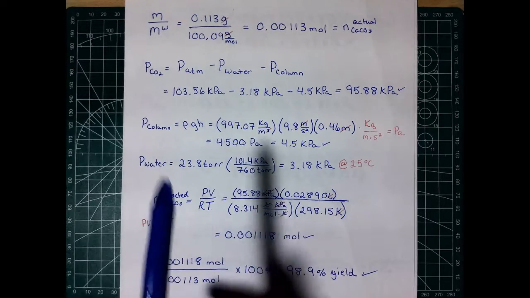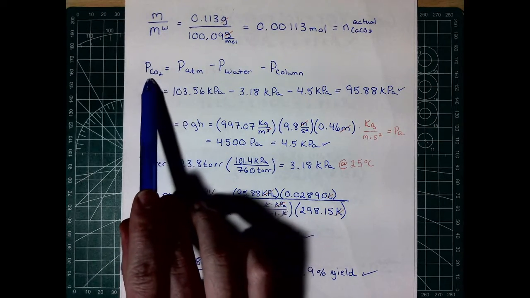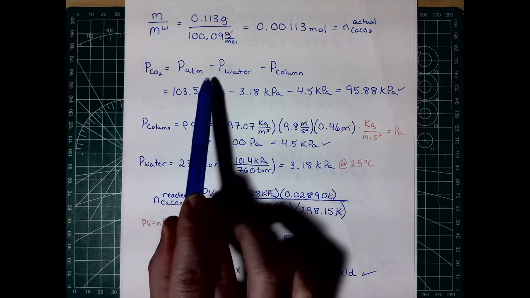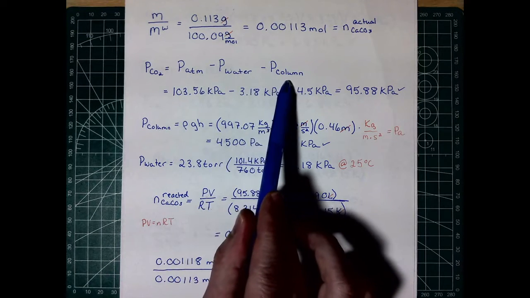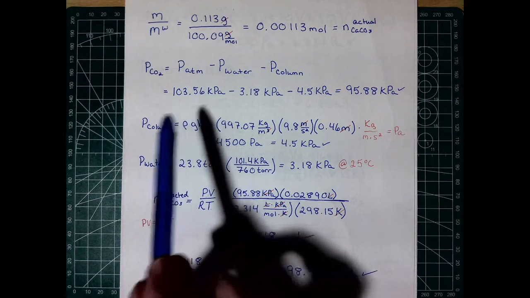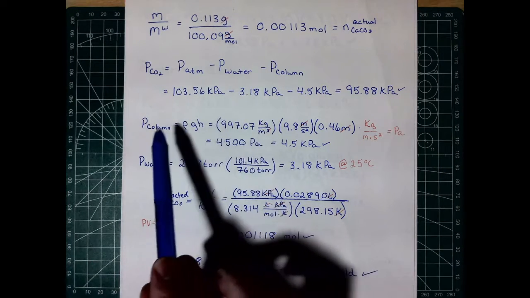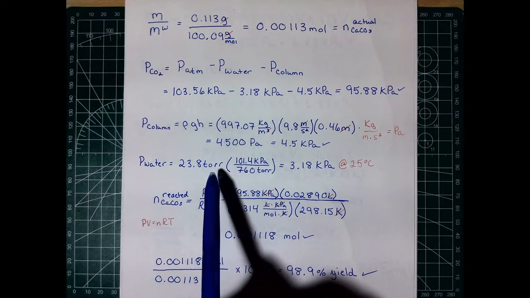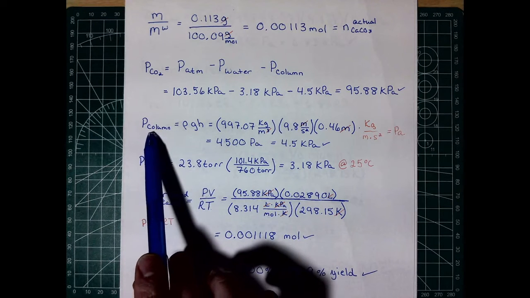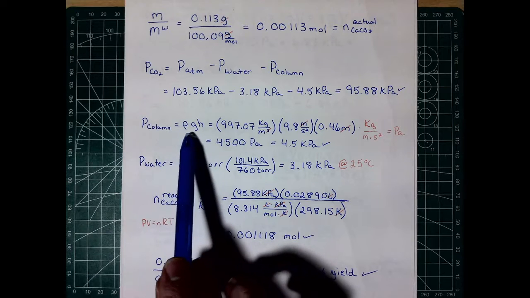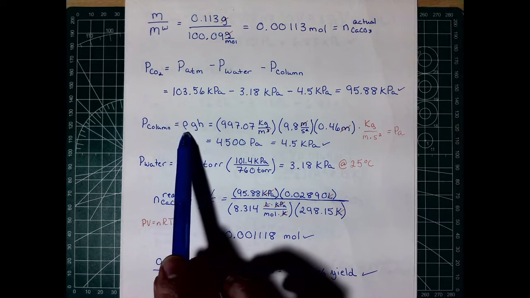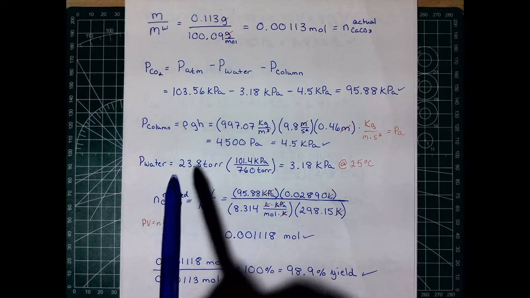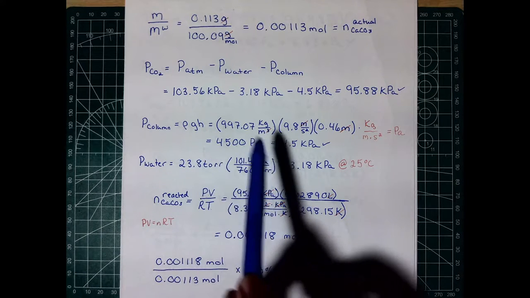Next, we have our equation for the pressure of the CO2. This is going to be our equation for that, and we're going to calculate each of these terms individually down here. So we're going to start off with P column. This is the density of the water times g times the height of the water column.